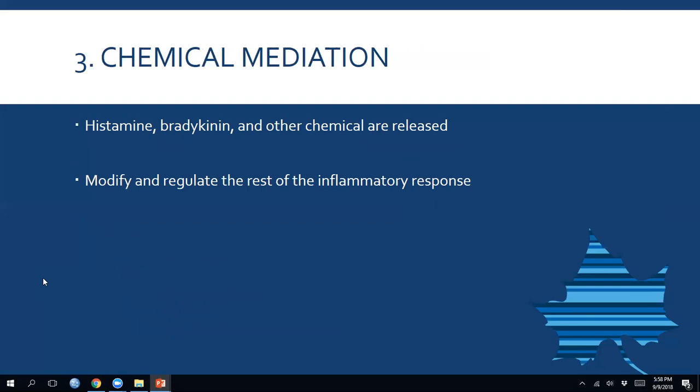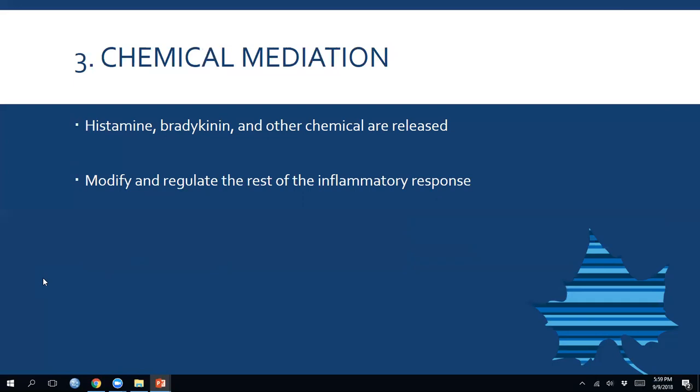The third piece of the acute inflammation is chemical mediation, and this is where the histamine, bradykinin, and other chemicals are released. Their purpose is they come in and try to modify and regulate the rest of the inflammatory response. As those chemical mediators are coming into the body, they're going to try to be that first line of defense that's there to help with whatever is going on.